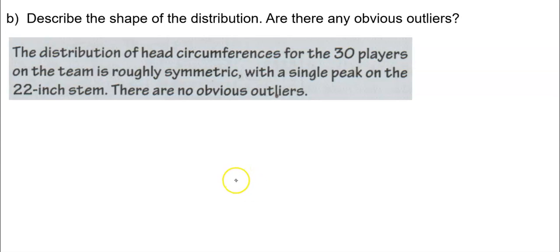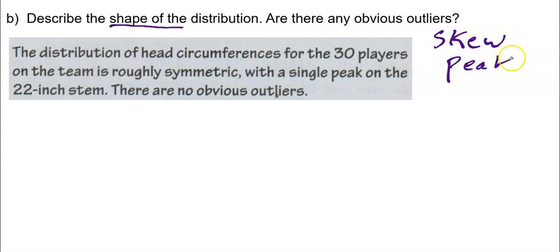Describe the shape of the distribution. Are there any outliers? Notice it doesn't want me to describe the entire distribution, just the shape. The shape is my skew and peaks. So we're saying the distribution of head circumference for the 30 players, because there's my context. All answers must be in context. It's roughly symmetric with a single peak on the 22-inch stem. There are no obvious outliers.